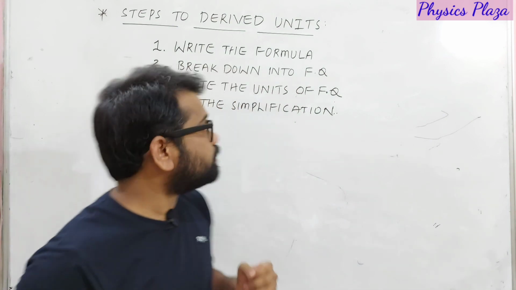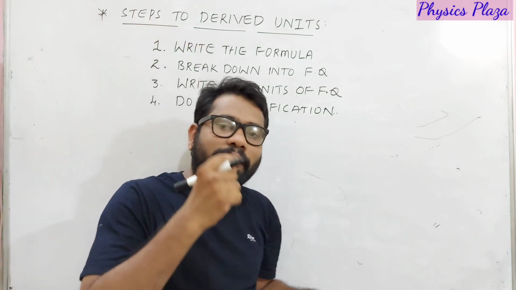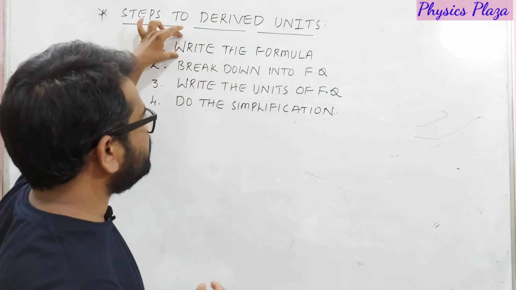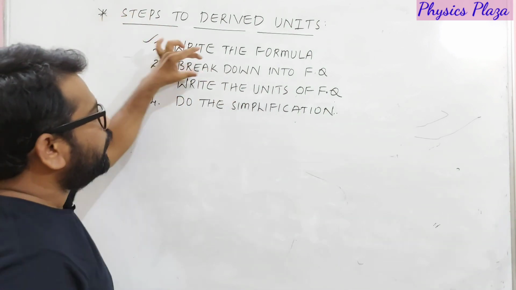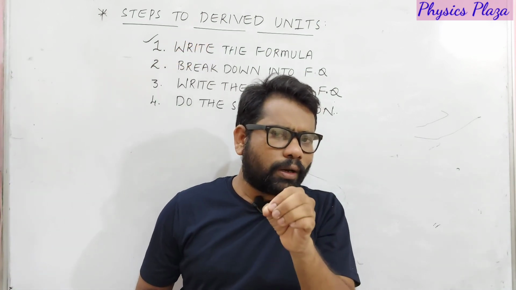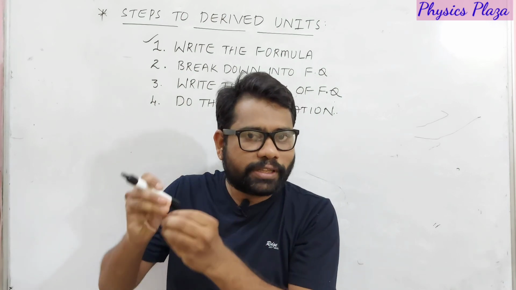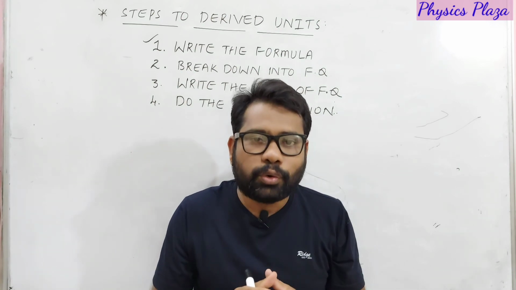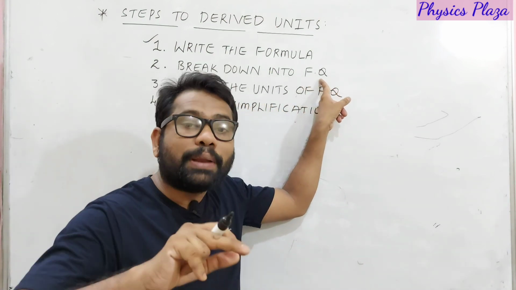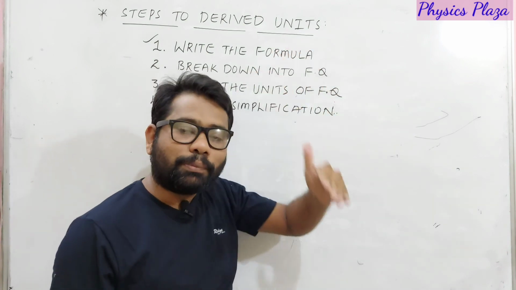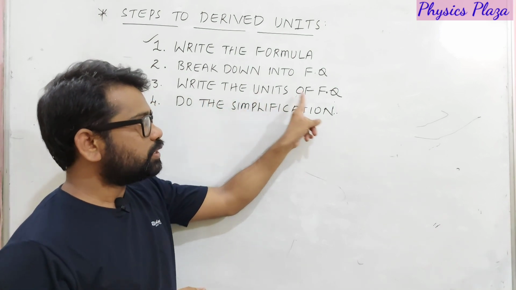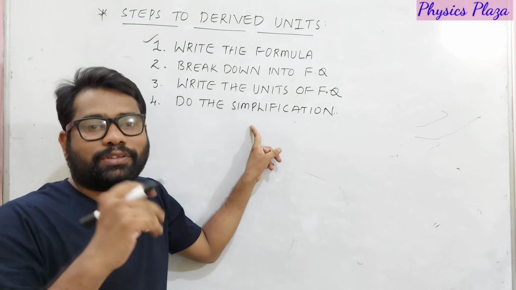Now let us see what is actually the first one. If you want to write the derived unit for any physical quantity, first we have to write the formula of that physical quantity. After writing that, if all quantities in the formula are fundamental quantities, no problem at all. If not, we have to split that formula in terms of fundamental quantities. Once you get the formula in terms of all fundamental quantities, let us write the units of the fundamental quantities, and finally we can do the simplification.